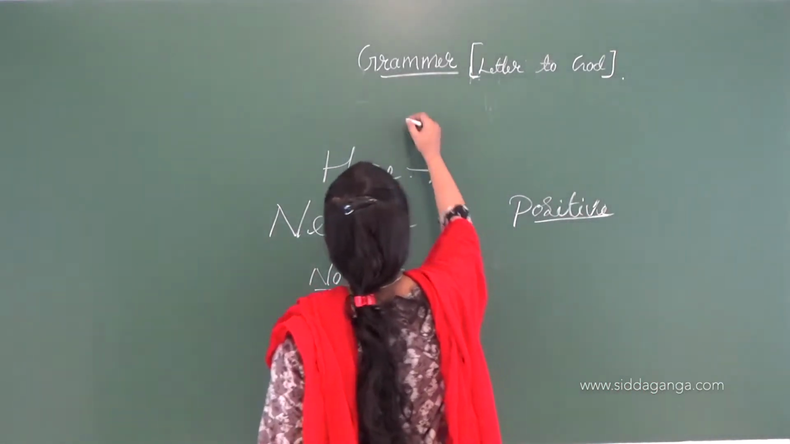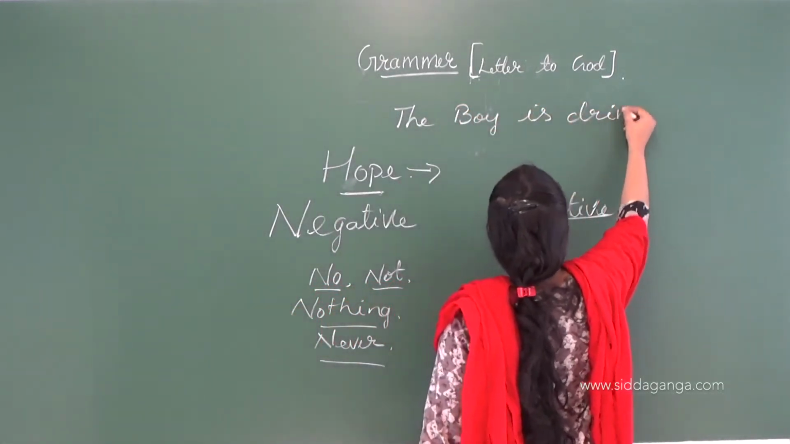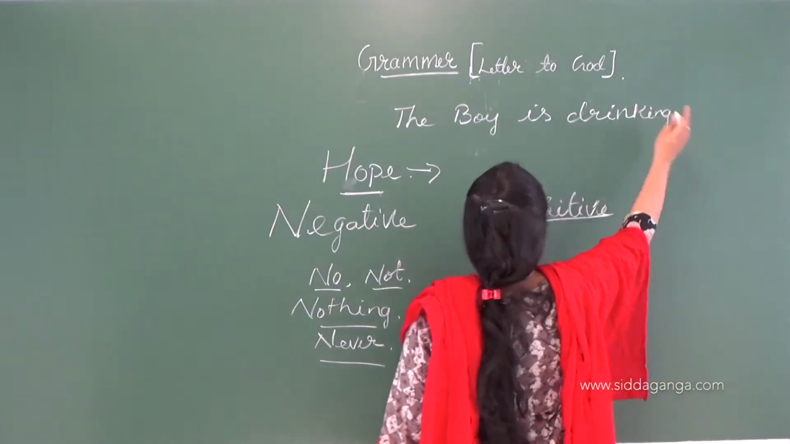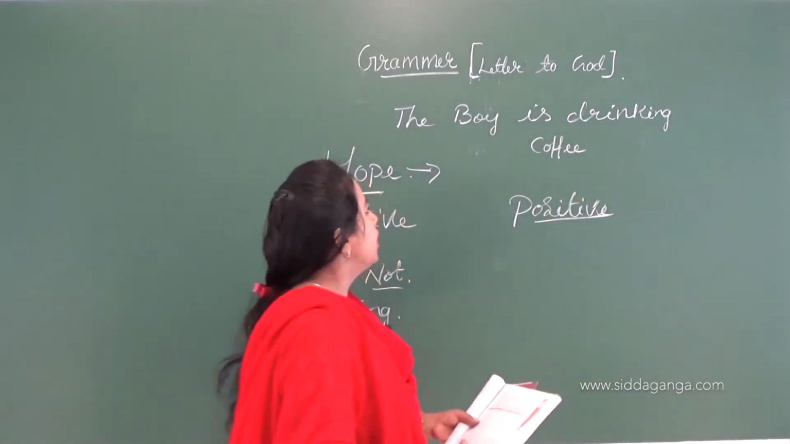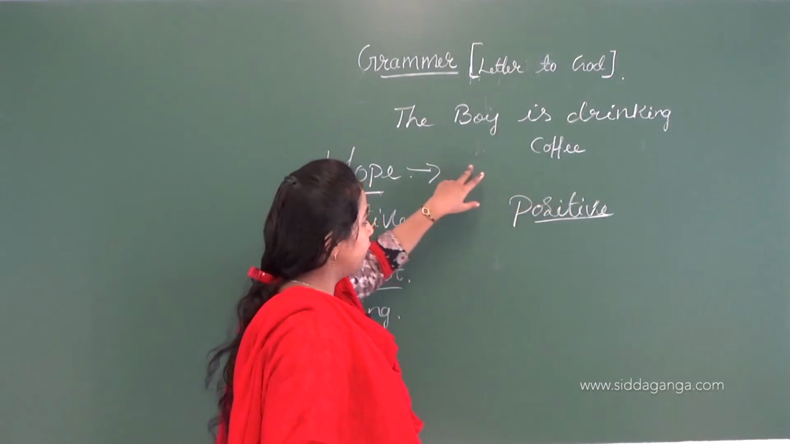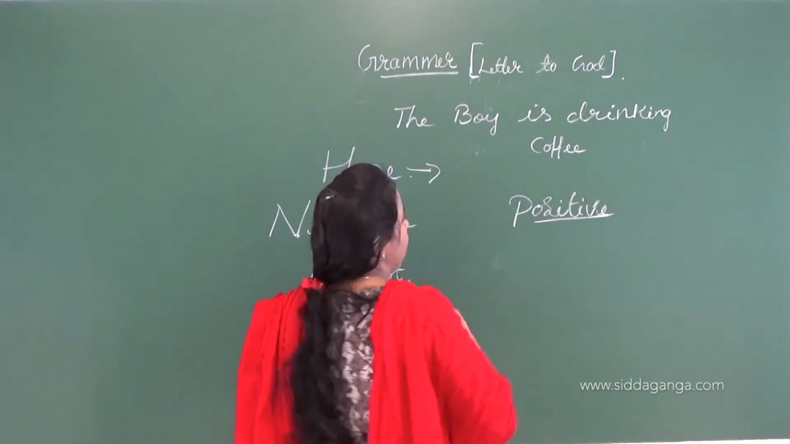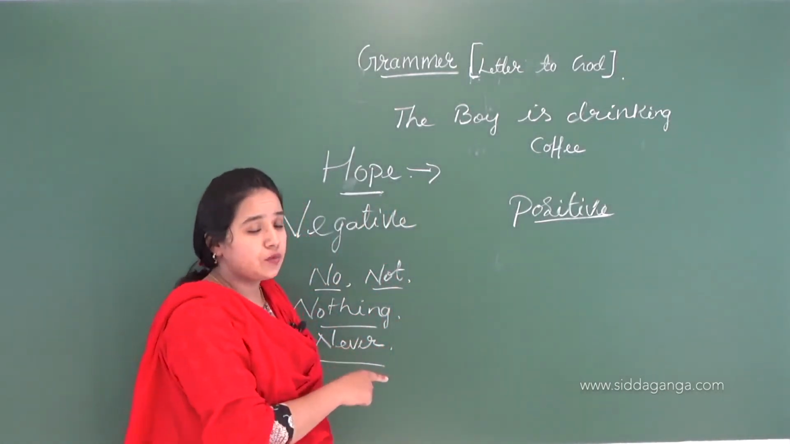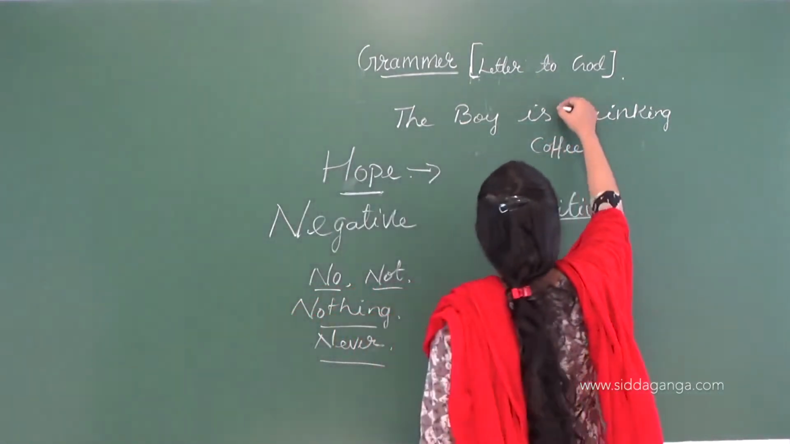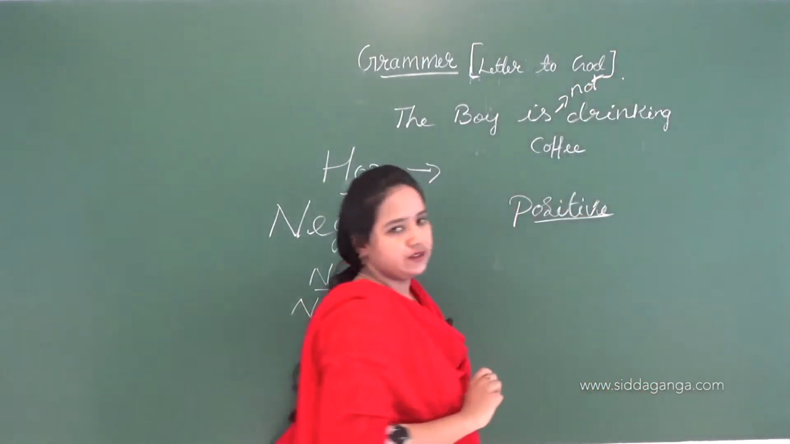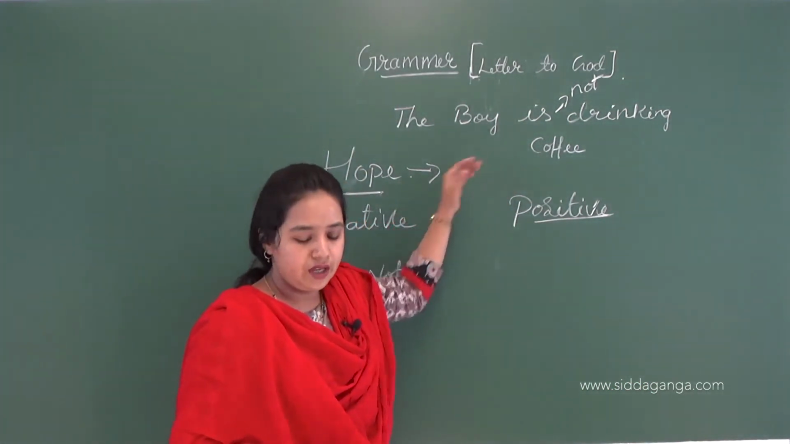I'll write here, the boy is drinking coffee. The boy is drinking coffee. This is called a positive sentence. If we use no, not, never, nothing, according to the situation, these four forms we are using. But here, the boy is not drinking coffee. He's not drinking coffee. So now this sentence comes in a negative form.